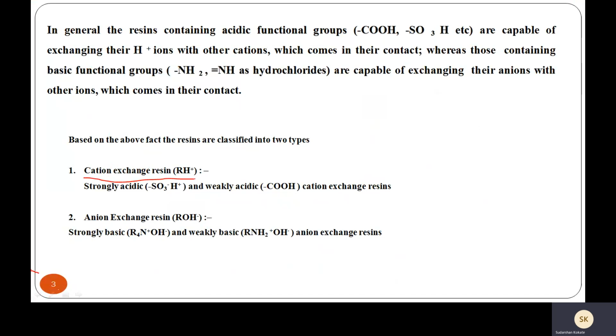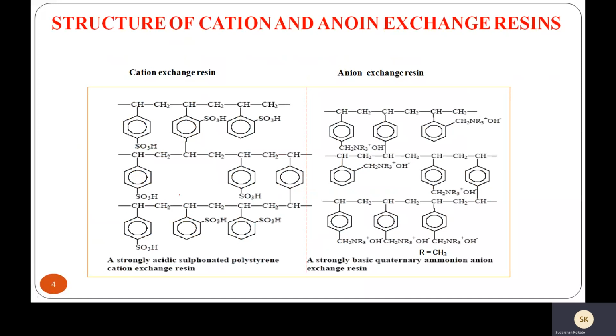The cation exchanger resin has a carboxylic group, COOH, or a sulfonic group, SO3H+, in its structure, so that it can easily exchange H+ ions with the cations of the water. The common cation exchanger resin frequently used in industry is styrene divinyl benzene copolymer.